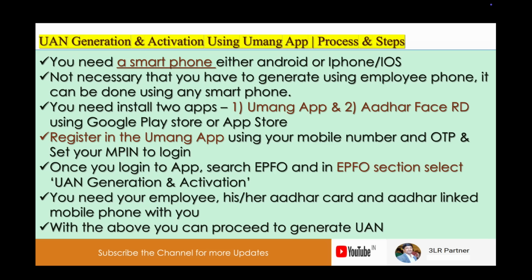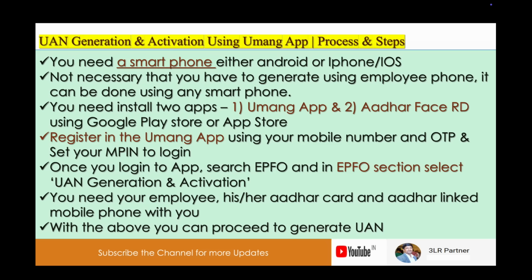Before getting into the generation and activation using Umang, you have to register in the Umang app yourself using your mobile number. The OTP will come, you put in the OTP and then set your MPIN to log in. Once you log into the app, you have to search for the EPFO module, and in the EPFO section select UAN generation and activation. Before you start, you must have your employee with you, along with his or her Aadhaar card and the Aadhaar-linked mobile phone. Without these things you cannot proceed.